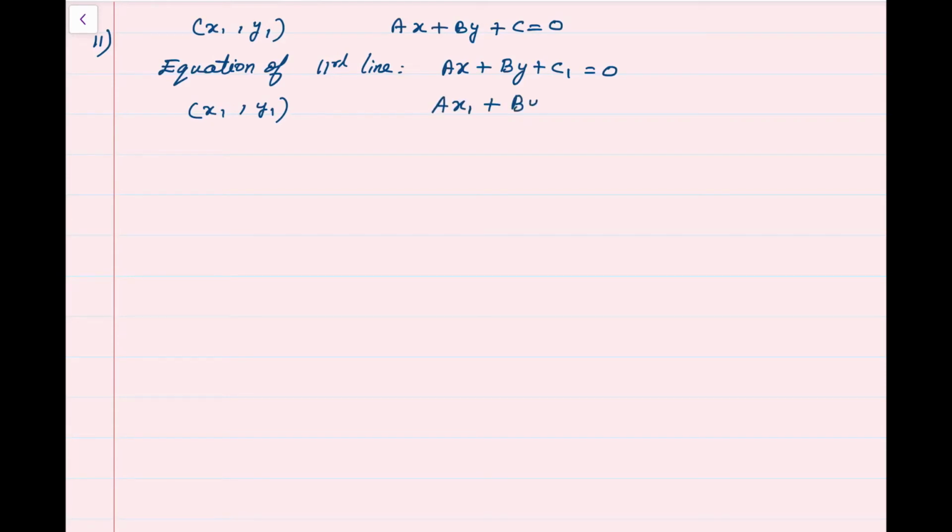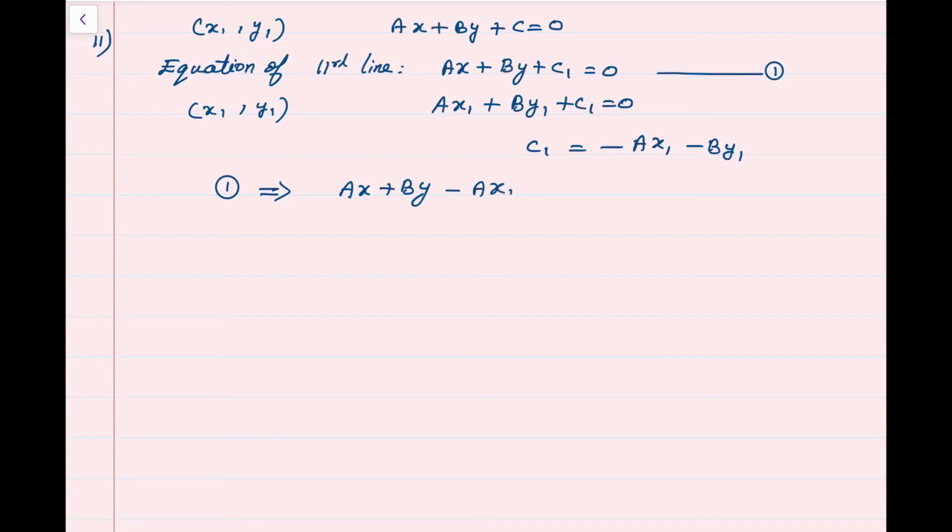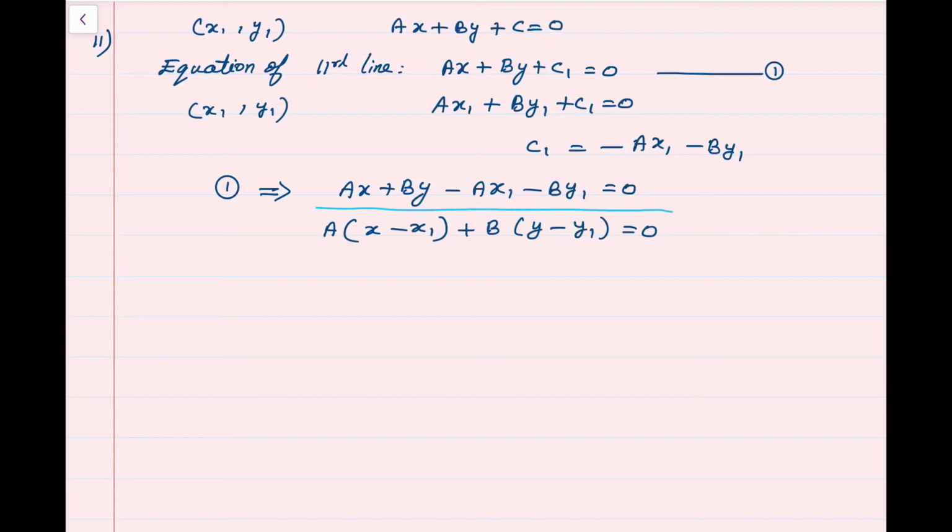ax1 plus by1 plus c1 is 0. Therefore, the c1 value is minus ax1 minus by1. We will take this as equation 1. We will substitute c1 in equation 1. ax plus by plus c1 is ax plus by minus ax1 minus by1 equal to 0. Let us rearrange the terms. a is common. We get a times (x minus x1) plus b times (y minus y1) equal to 0. This is the equation of the straight line.